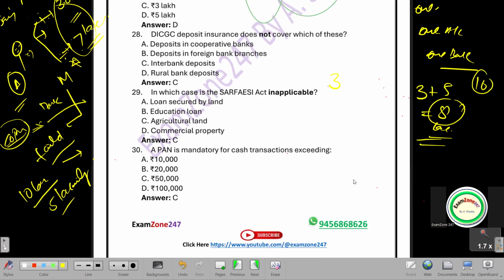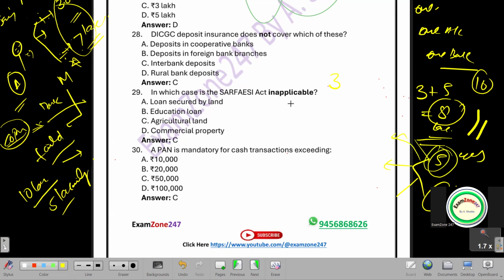Everyone answered 5 lakhs, 5 lakhs, 5 lakhs total. 3 lakhs is somewhat correct if considered for the one account, but overall he will be getting this. Suppose this person is having accounts in 2 banks, 5 lakhs in, suppose, Yes Bank, 5 lakhs in Bank of Baroda. If both the banks fail, he will get 10 lakhs. If only one bank fails, he will get 5 lakhs.